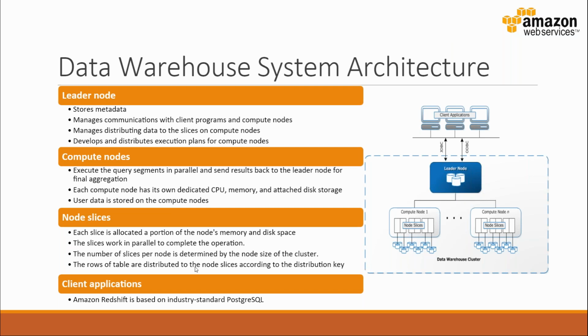And the rows of a table are distributed to the node slices. See here, this is the point I'm making. Basically, rows are distributed to slices according to the distribution key. We will talk about what this distribution key is, or the criteria by which the data will be distributed to the slices.